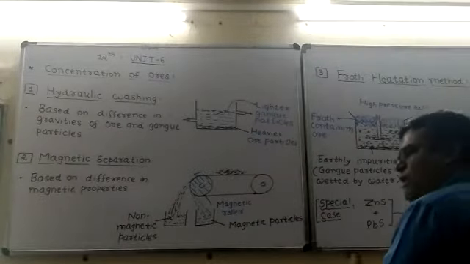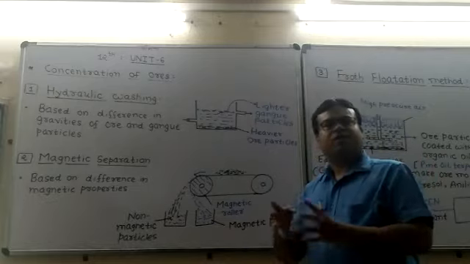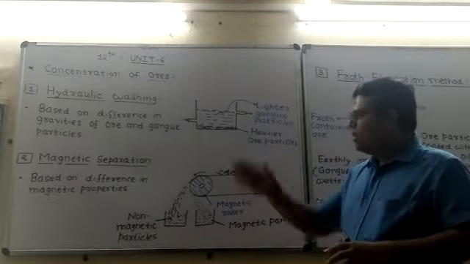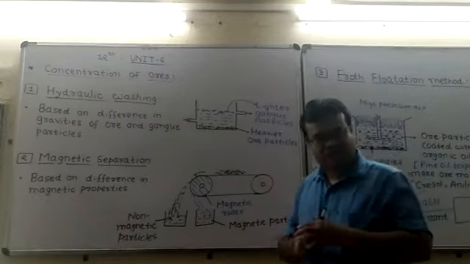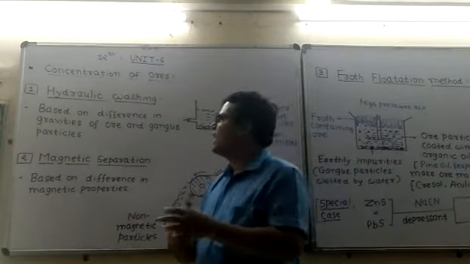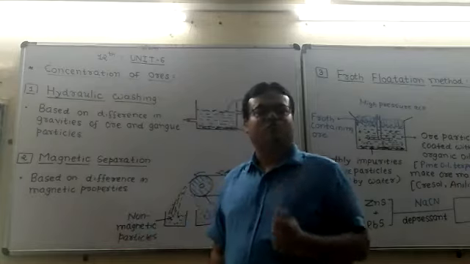So now let's start with the methods for concentration of ore. Now mainly four methods are available. One by one we'll start. Now the first one is hydraulic washing. From the word it is clear that hydraulic means involvement of water.